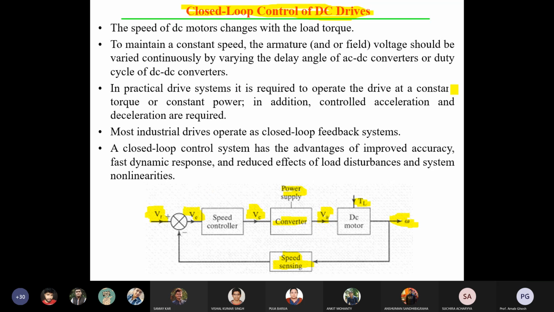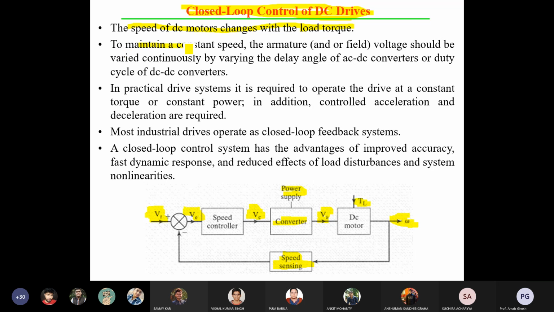I'm just going through the points that are written over here. The speed of the DC motor changes with the load torque. How it is changing, I think you are able to understand. So the gate pulses are varying, and the conduction duration of the solid state device is changing, so automatically it is varying.